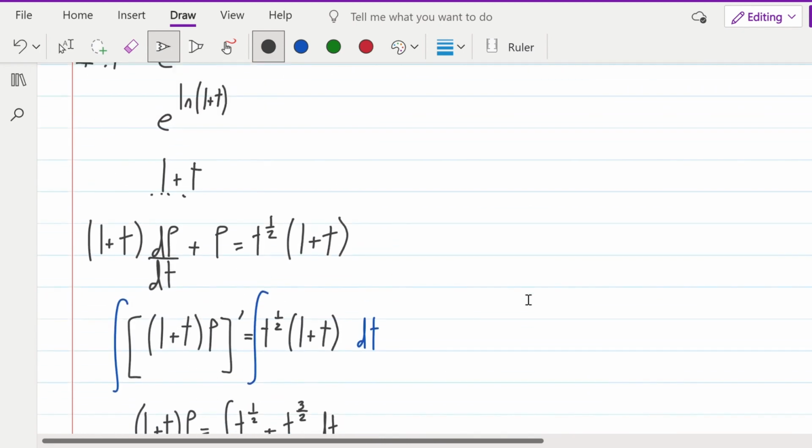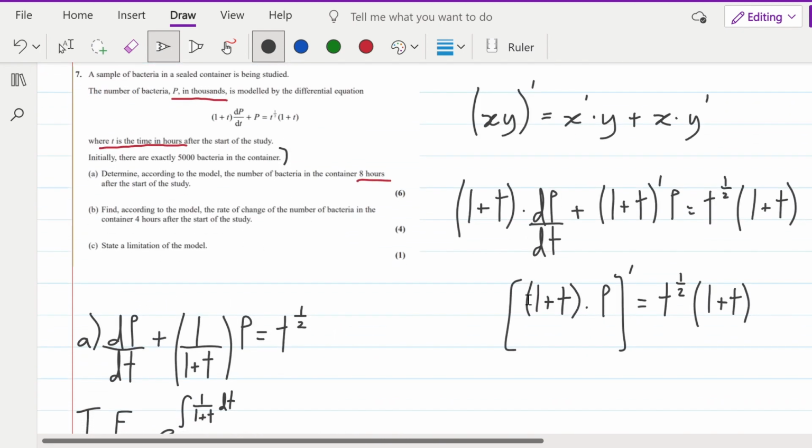Usually 3SF. Now part B of the question says, find, according to the model, the rate of change of the number of bacteria 4 hours after the start of the study. So what are we doing here? Well, the question says the rate of change. So immediately we're thinking differentiate. We want dp by dt.